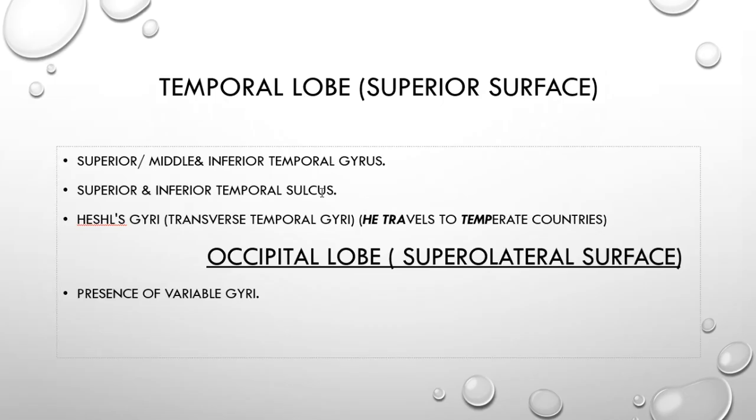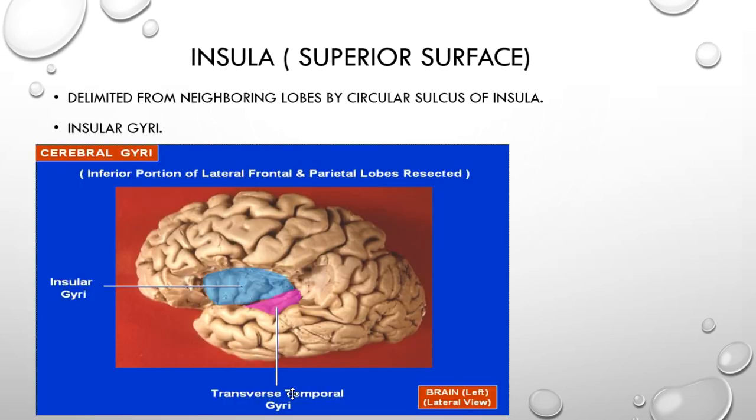Next, the structures present in the superior surface of the temporal lobe: superior, middle and inferior temporal gyrus, superior and inferior temporal sulcus, Heschl's gyri or transverse temporal gyri. We need to remember the term Heschl's gyri, so make a quote here. He travels to temperate countries. Heschl travels transverse. Temperate means temporal gyri, and transverse temporal gyri are seen only on the internal surface, and here are the insular gyri.